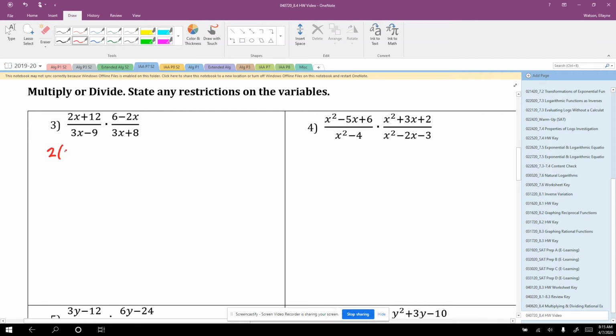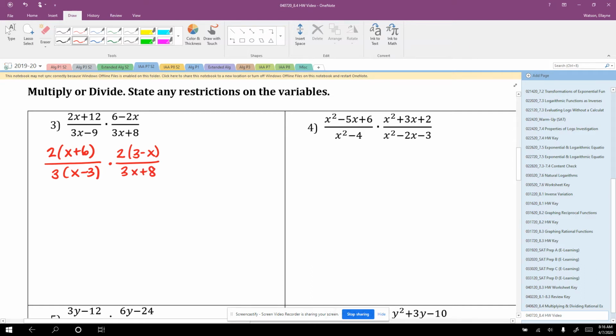So I'm going to take out a 2 on top, leaves me with x plus 6. On bottom, I'm going to take out a 3, leaves me with x minus 3. The second term, I'm going to take out a 2, leaves me with 3 minus x. And on the bottom, there's nothing to take out, so I leave it as 3x plus 8.